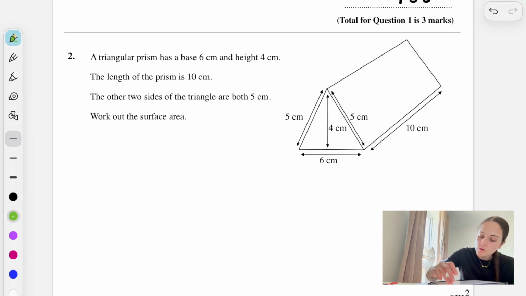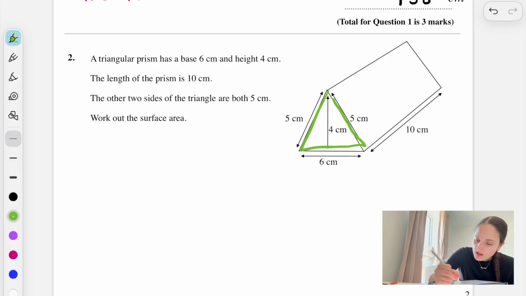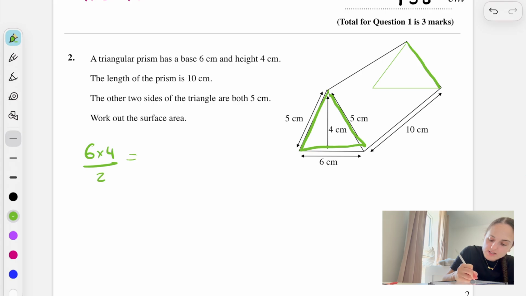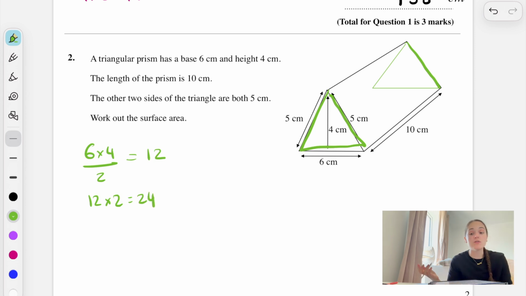So we have 2 triangles either side. So we have this triangle and then we have a triangle on the back. So to work out the area of a triangle, we do base times height divided by 2. So we're going to do 6 times by 4 because it's the perpendicular height that we need. Divide that by 2, that's going to be 12. And because there's 2 of them, again, I need to times by 2. So I have 12 times 2, which is 24. So that's the area of the 2 triangles.